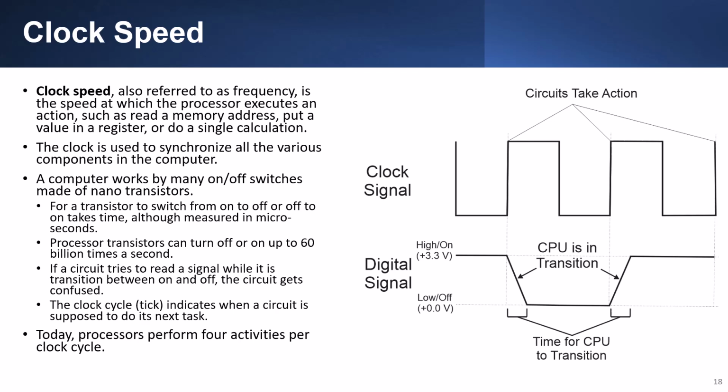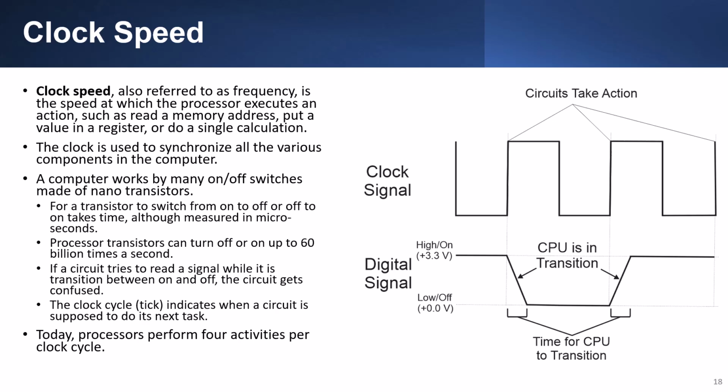Clock speed, also referred to as the frequency, is the speed at which the processor executes an action, such as read a memory address, put a value in a register, or do a single calculation. The clock is used to synchronize the various components in the computer.